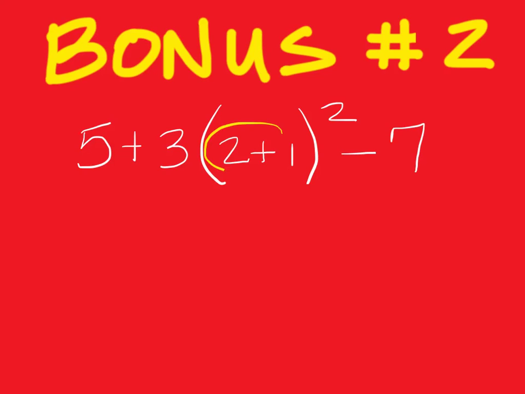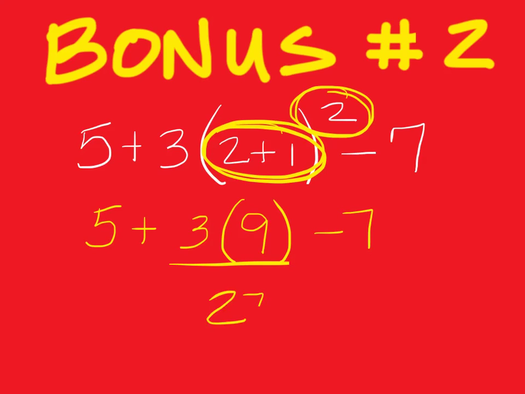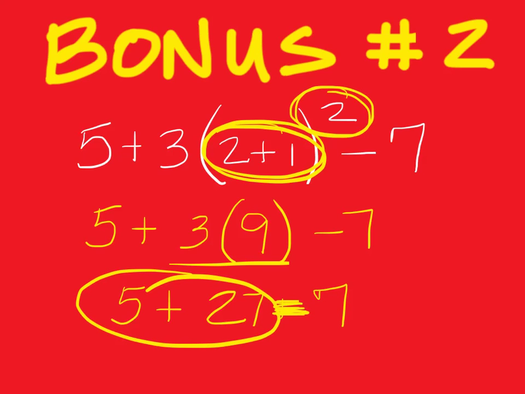You have to do 2 plus 1 first. That is 3. 3 squared is 9. And then you'll leave everything else the same. 3 times 9 is 27. And then you're going to go in order from left to right. That should be a minus sign. 5 plus 27 is 32. Minus 7 is 25.